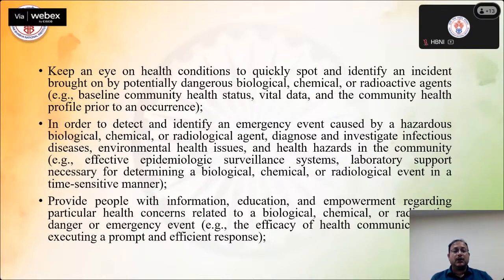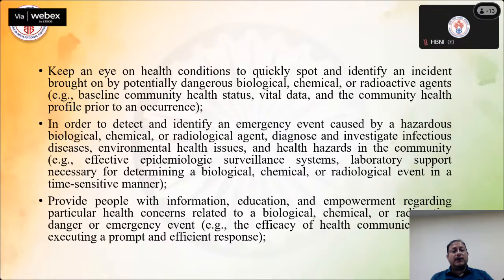in a time-sensitive manner. All these parameters are much required, so that if we see the data changing and the community facing some issue, or even the environment changed, such as plants not responding or functioning well, there could be a potential biological, chemical agent or radioactive event. So it is a must that we keep watch to detect and identify the emergency event.